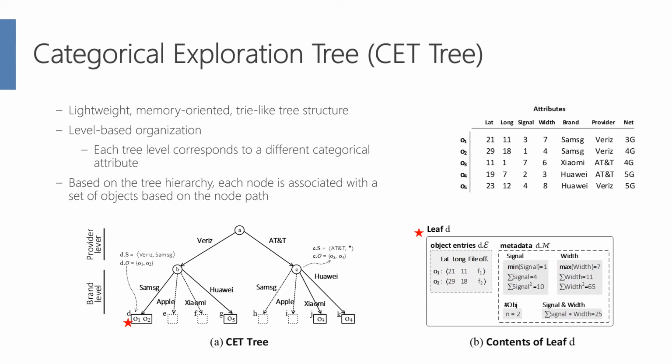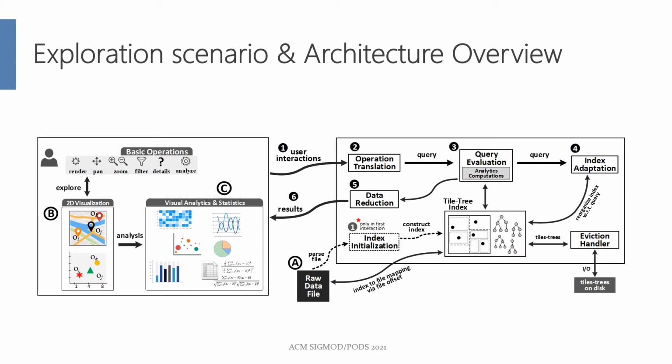Finally, leaf nodes keep metadata such as counts, sums, or averages of numeric attributes that are commonly requested in the charts and help us avoid access to the raw file. In our working scenario, we consider that users visually explore the data stored in a single CSV data file on disk.